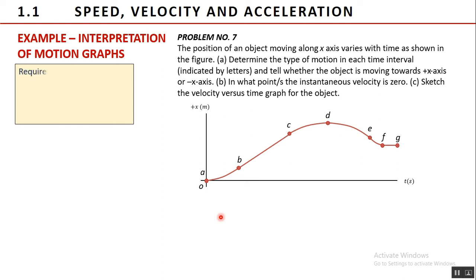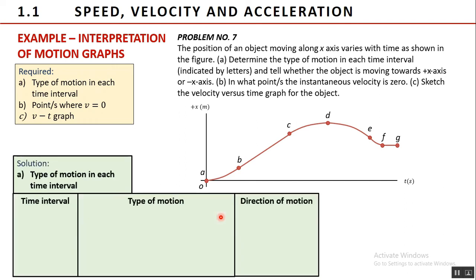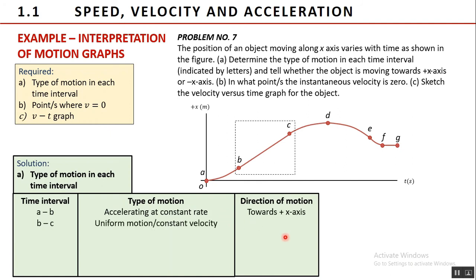So again, we are asked to determine the type of motion in each time interval, the point or points where the velocity is 0, and a sketch of the velocity time graph. Referring to the given position time graph and applying what we have learned from the previous section, we tabulate our answers for clarity. From points A to B, the line is a curve with increasing tangent slope, therefore, the object is accelerating at a constant rate and it is moving towards the positive x-axis. From B to C, the line is a diagonal sloping upward, so the object has uniform motion or is moving at constant velocity and it is still moving towards the positive x-axis.